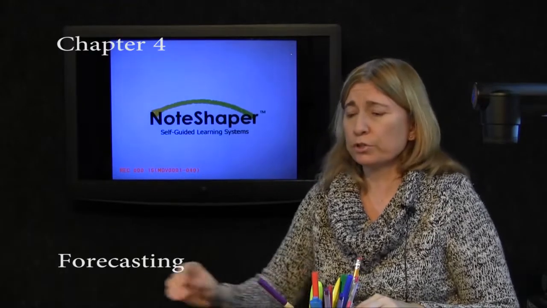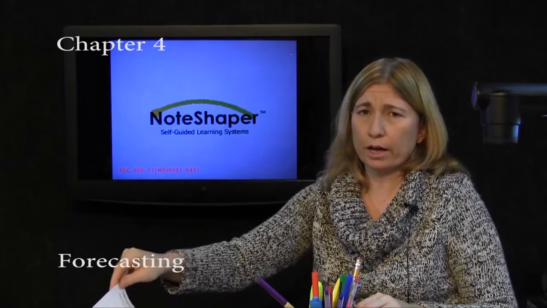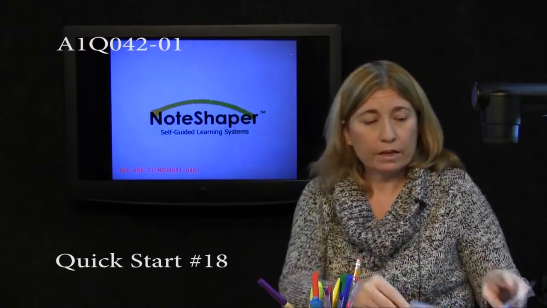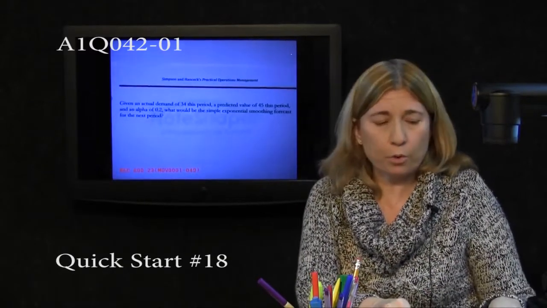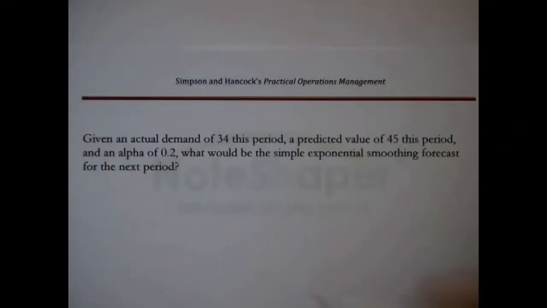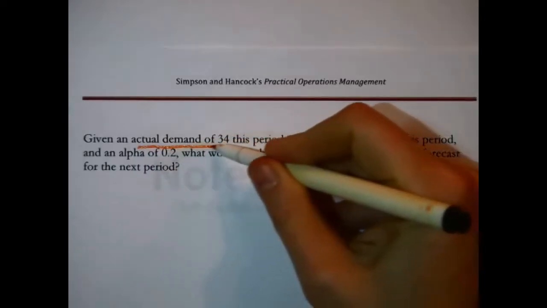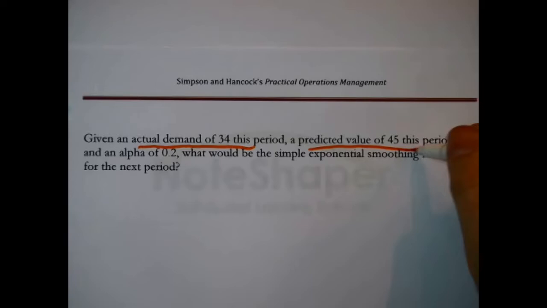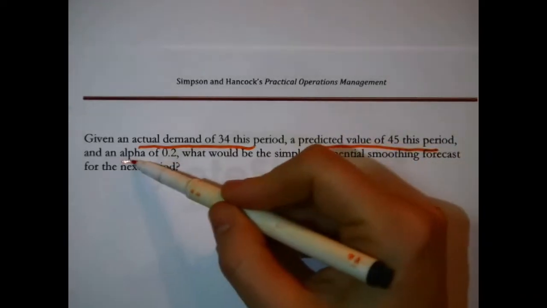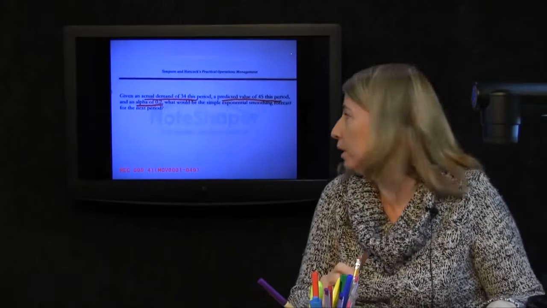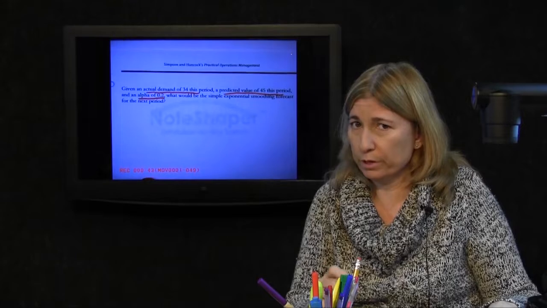Simple exponential smoothing is a method of forecasting, but you can essentially think of it as a formula. That is exactly the formula that this question is asking for. Given actual demand of 34 this period, a predicted value of 45 this period, and alpha of 0.2, what would be the simple exponential smoothing forecast for next period? Right, we need the formula for simple exponential smoothing.